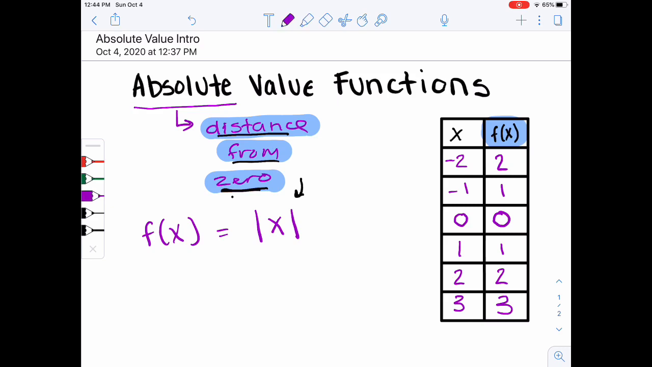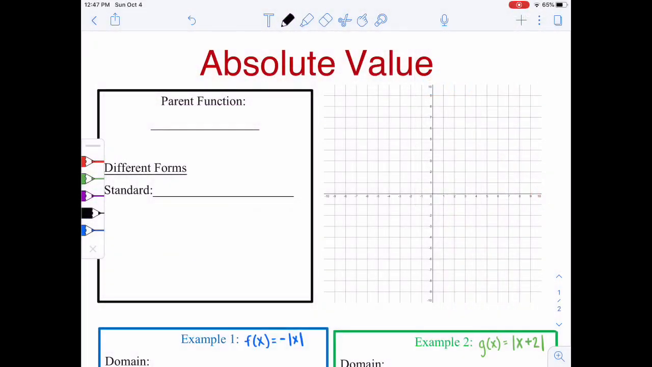Pause the video real quick and make sure you have your absolute value handout open in your class notebook. You will use this video to help you fill out that handout. All right, hopefully you have your absolute value handout open and you can fill it out as we go along.